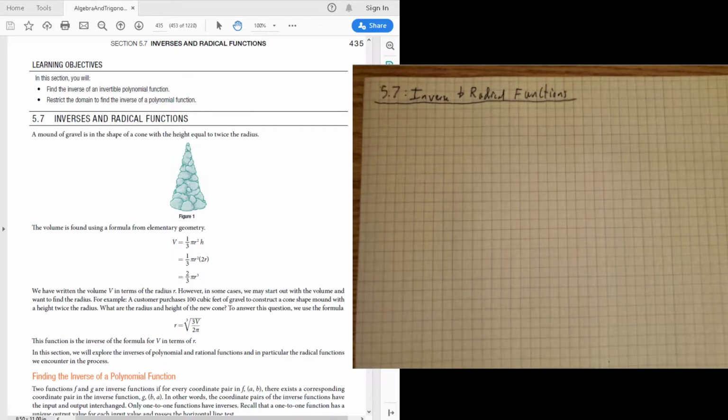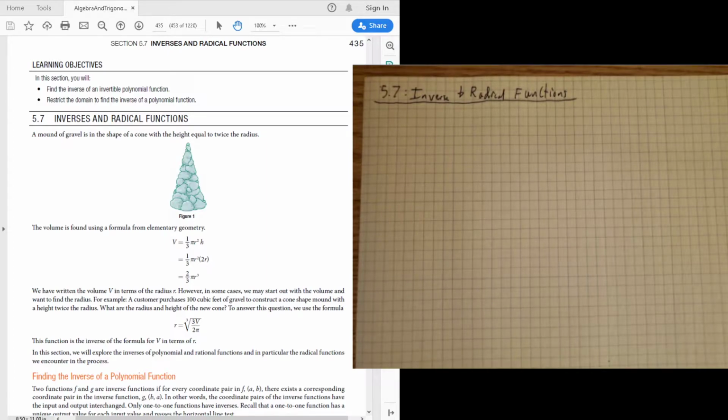Hey guys, good afternoon. It's Thursday, and we're going to be talking about section 5.7, inverse and radical functions. Our specific goal today is to talk about how do you find the inverse of an invertible polynomial function, and how do we restrict the domain to find the inverse of a polynomial function.